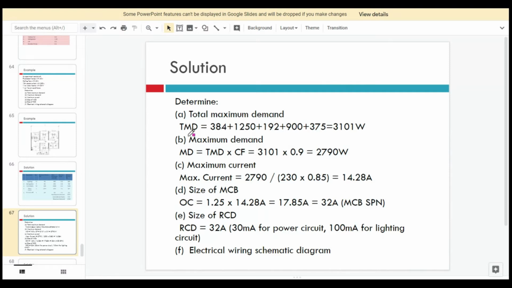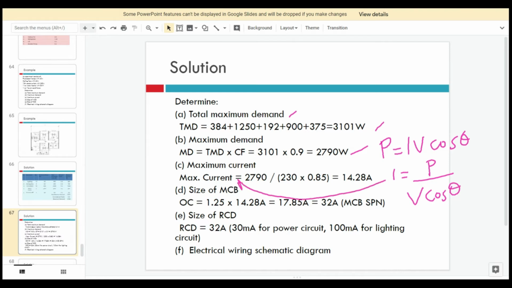So this one is the detail of the calculation. So how to calculate the TMD, total maximum demand, and then how to calculate the maximum demand. Then you have to calculate what is the maximum current. Because this one is single phase, we just use the equation P equals IV cos theta, and I equals P over V cos theta. Use this equation, then you can get the maximum current.